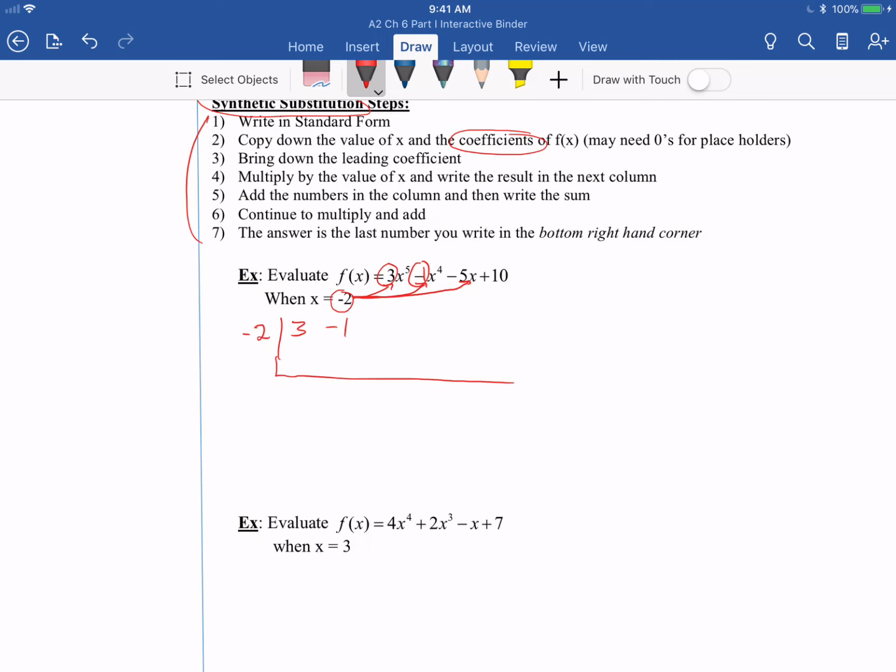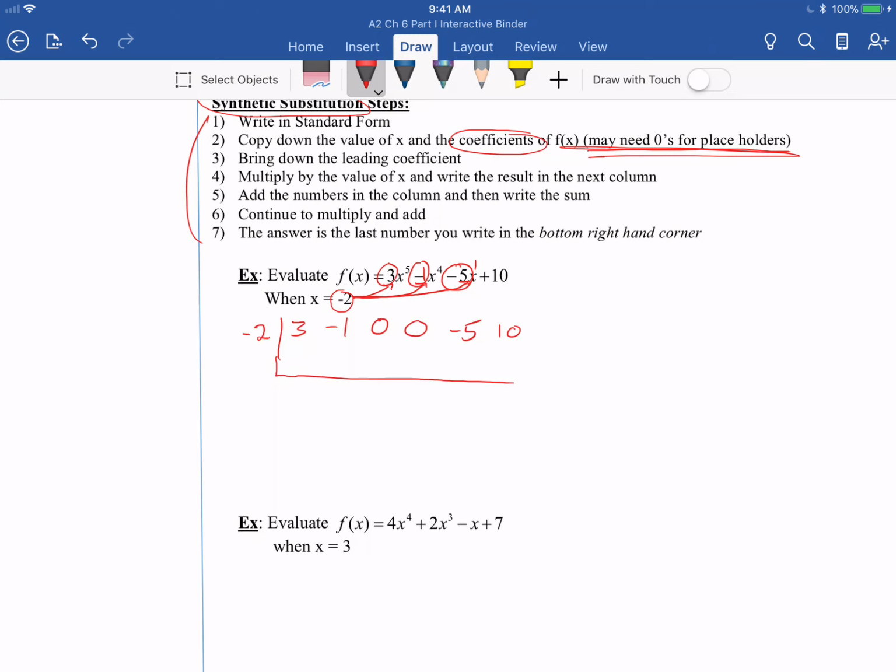But then now here's where you need to be really careful. What is your coefficient for your x cubed? Notice there is no x cubed, so you may need zeros for placeholders. So I need a 0 for my x cubed, and I also need a 0 for my x squared. I don't have any x squareds. Now I make it to my x to the 1st, and that coefficient is -5. All right, and my constant comes in at the very end, which is 10.